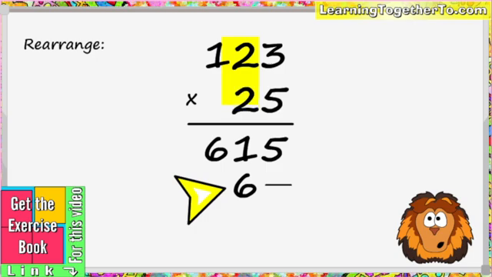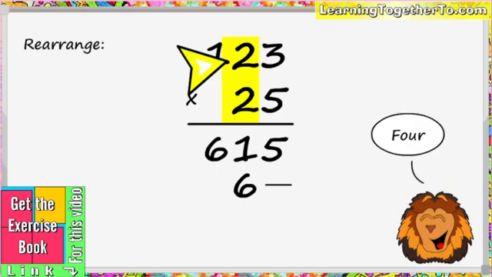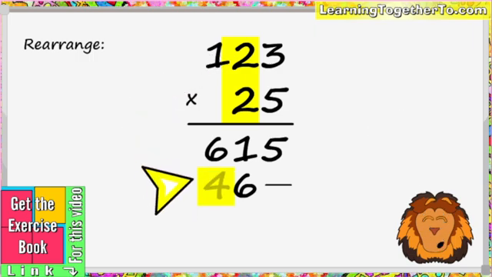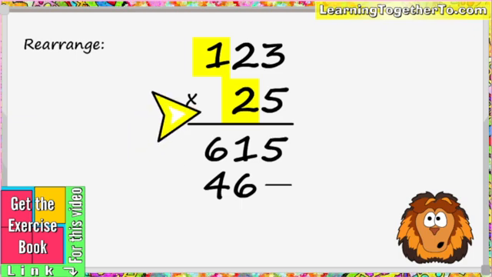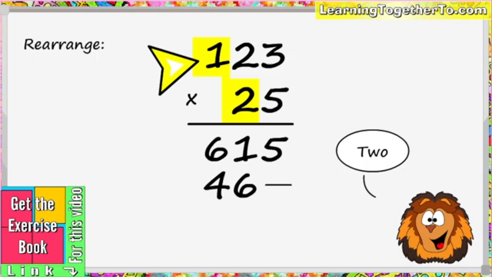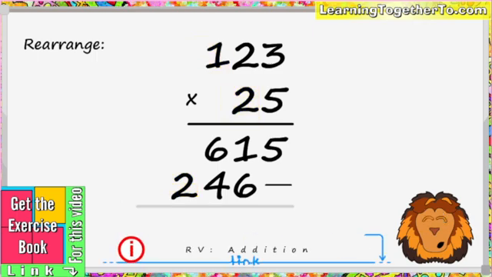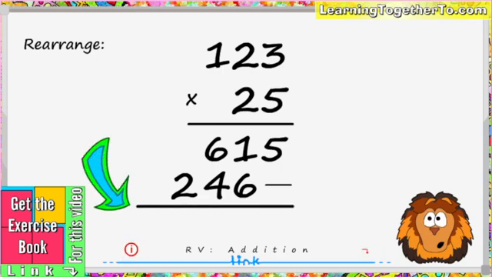Now let's multiply 2 times 2. 4. Well done, Eric. We write the 4 in the next column to the left of the 6. Now let's multiply 2 times 1. 2. Great job, Eric. We write the result in the next column to the left of the 4. Eric, now we draw a line and add both answers together. Make sure to write the plus sign.